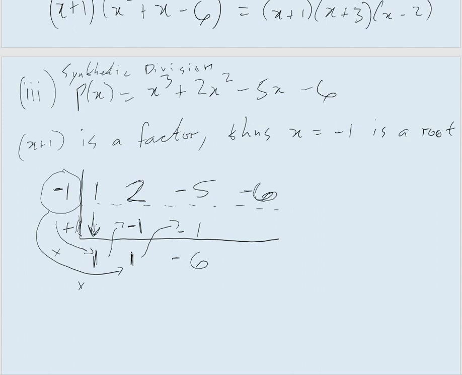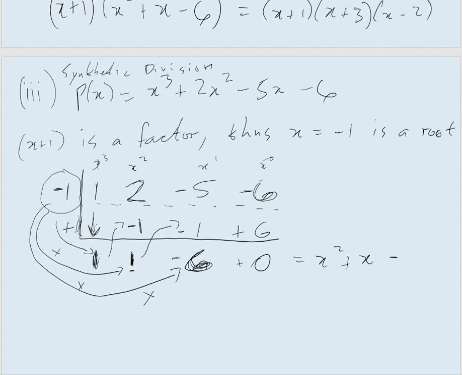And then we do the same thing. We say negative 1 multiplied by negative 6, and this gives us positive 6. Negative 6 plus positive 6 is 0. So this is the coefficient of x squared. So this gives us 1x squared. And then this guy is the coefficient of x, so that's plus x. And then this last one is just the last term, which is negative 6.